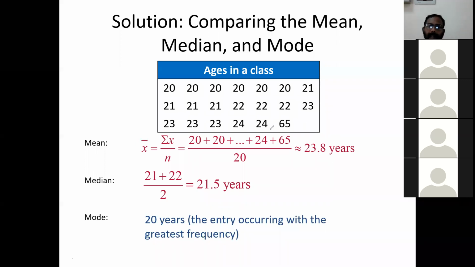What is the outlier? This is the outlier. So mean is not a good idea to consider in this data, right? What about mode?